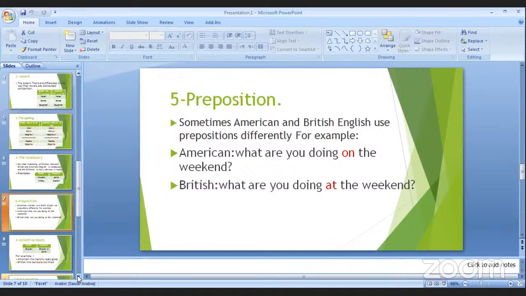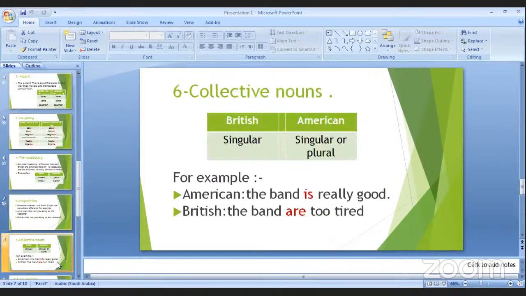Okay. Number five, collective nouns. In British English, we use the singular, but in American English, we use singular or plural.